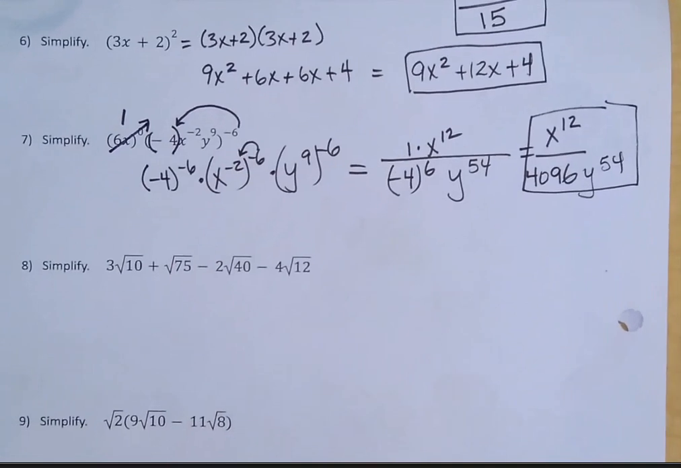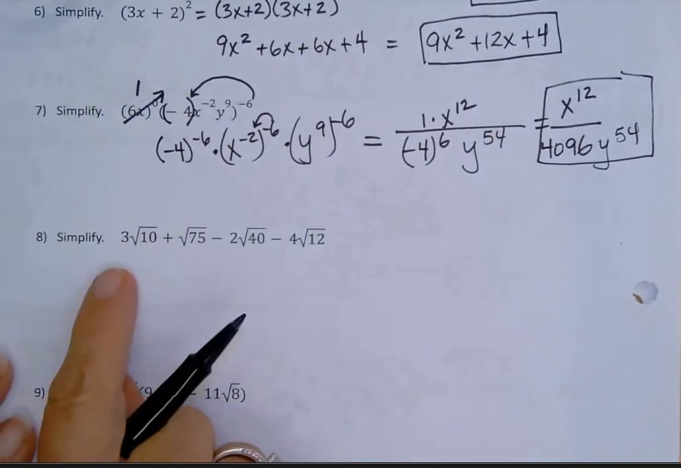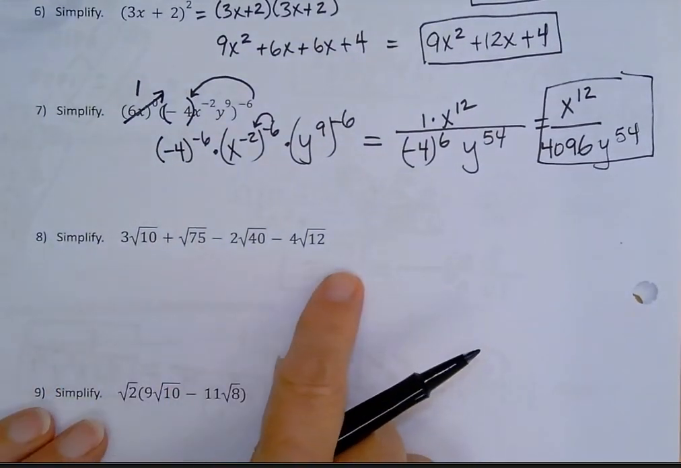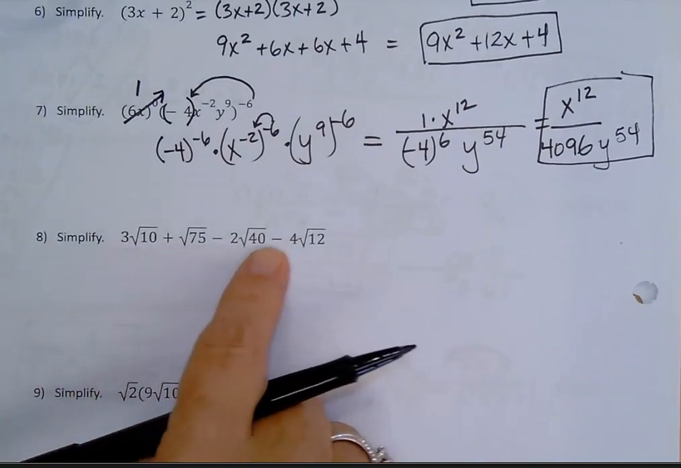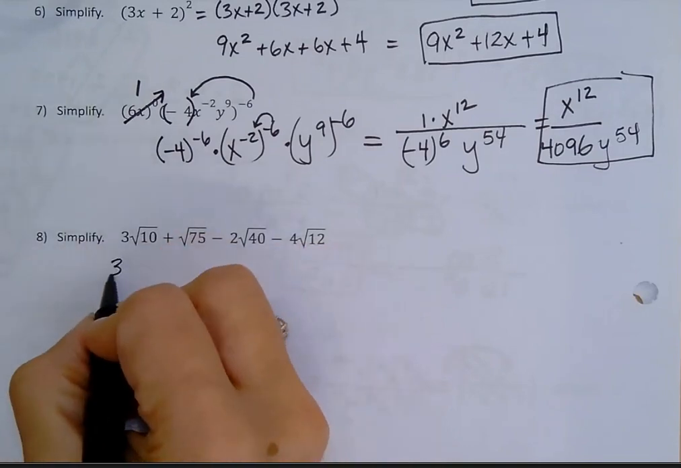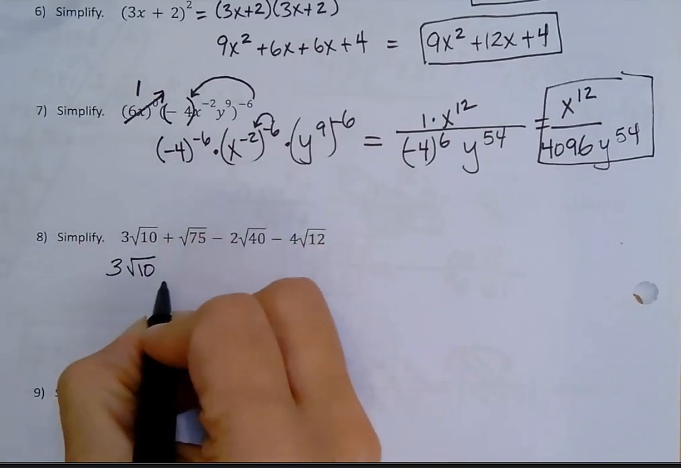Okay, use your parentheses. All right, I can add and subtract radicals if they are the exact index and the exact number in the radical. So I'm going to simplify all of these. So I have 3 times the square root of 10. That's as good as I can get there.